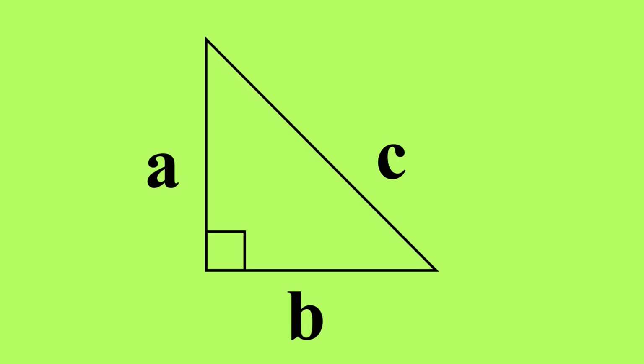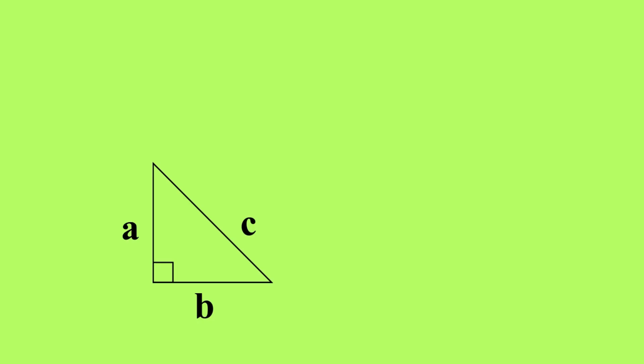Now, let's say I have a right triangle that has legs of A and B and a hypotenuse of C. Now, I'm going to take this right triangle and arrange it in such a way that it forms a sort of square, okay? Now, this total square is going to have side lengths of A and B alternating.